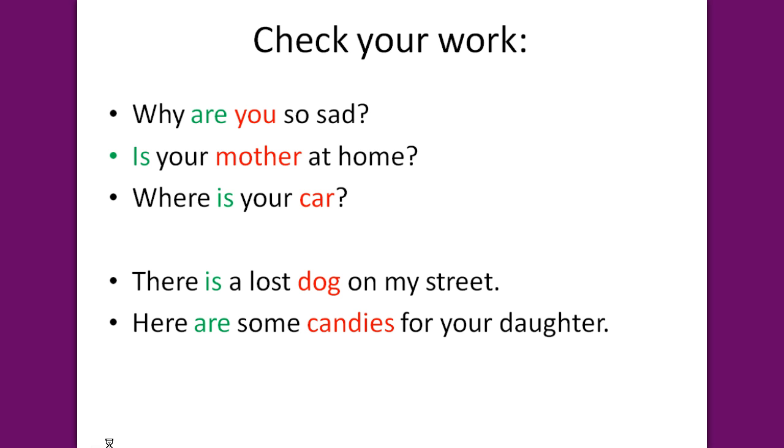There is a lost dog on my street. Is is the verb, not there. Don't be tricked into thinking that the first word in the sentence is always your subject. Here, is is the verb, and dog is the subject. In this case, dog follows the verb. Here are some candies for your daughter. Are is the verb, and candies is the subject. Again, here is just a pronoun that helps us to know what we're talking about.